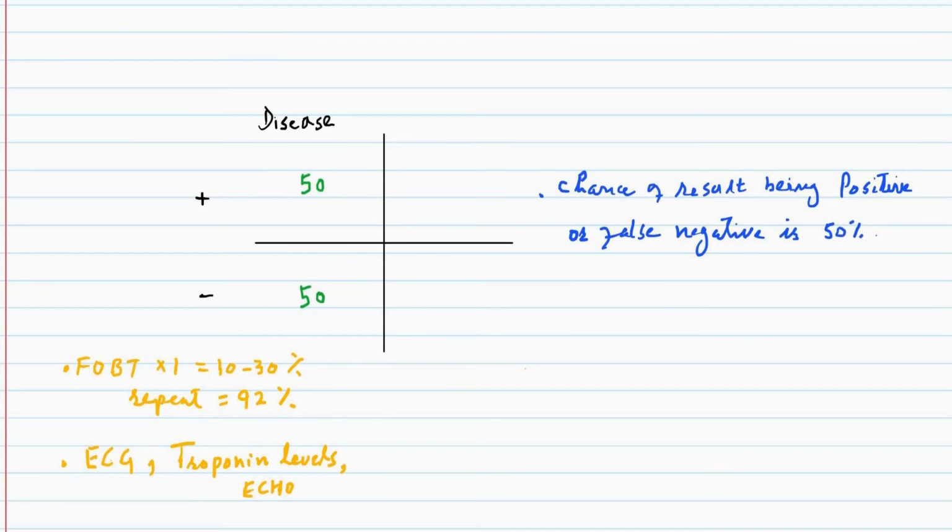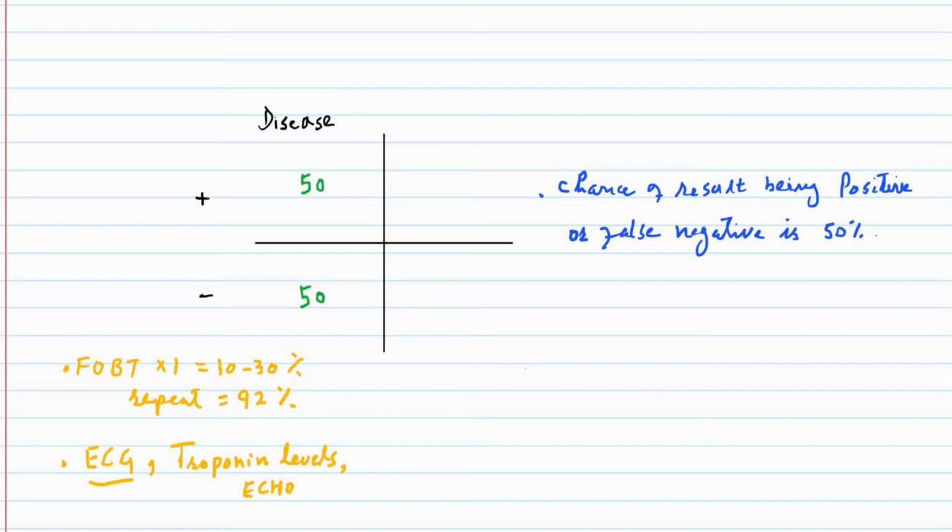Similarly, in case of acute MI, ECG has very low sensitivity in early period after MI. If we combine this test with troponin levels and echocardiography, the overall detection and diagnosis rate increases significantly. So we can combine low sensitivity tests with other tests to improve the diagnostic accuracy.